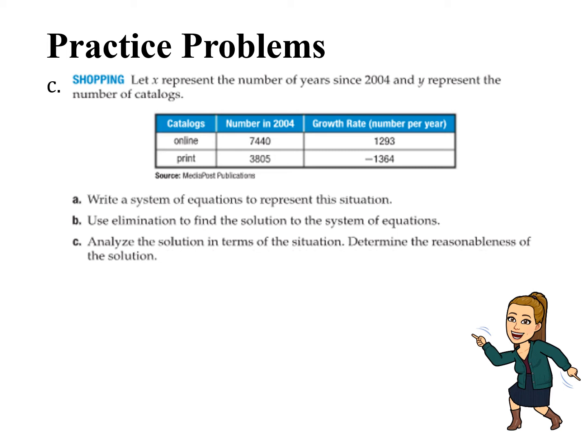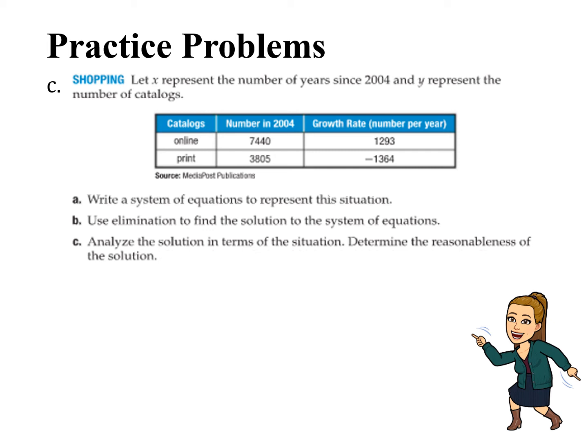If I look at this here, before I write the system, I want to just analyze the numbers. I see that in 2004, online had 7,440, and then a growth rate that's positive. In 2004, the print catalogs were 3,805 with a negative growth. So that tells me that they are decreasing each year.